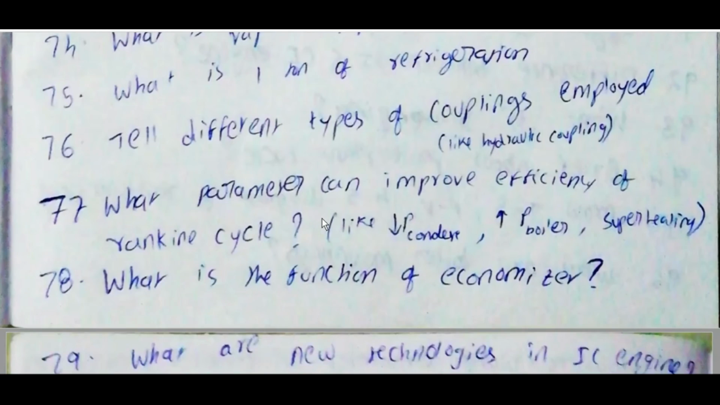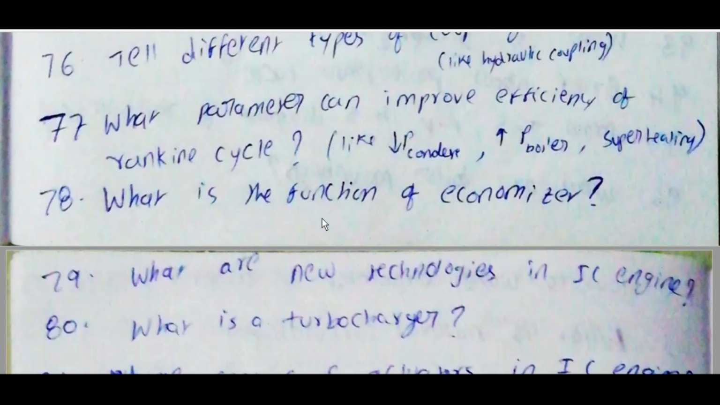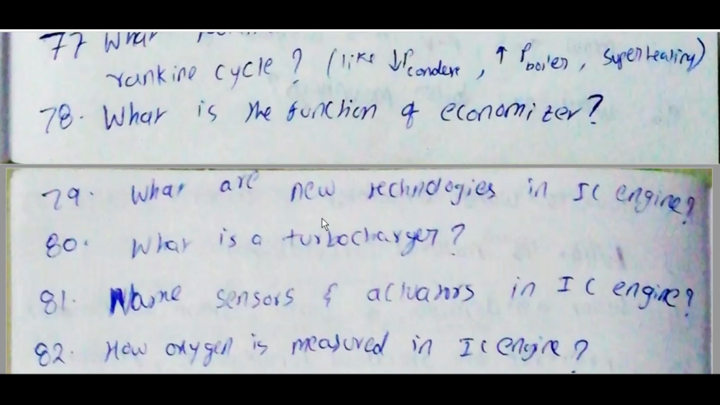What parameters can improve the efficiency of the Rankine cycle? Decreasing condenser pressure, superheating the steam to high temperature, and increasing boiler pressure. What is the function of an economizer? The economizer in steam power plants captures waste heat from the boiler stack gases, flue gas, and transfers it to the boiler feed water. This raises the temperature of the boiler feed water, lowering the needed energy input.